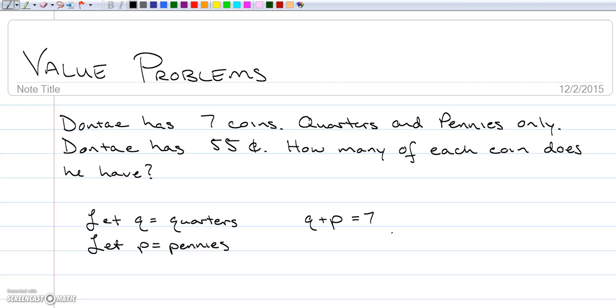So Q plus P equals 7, but then we talk about money. If I'm talking about 55 cents, how am I supposed to get cents when all I'm talking about is quarters and pennies? Any ideas? 55 equals, I love that idea. I'm going to put the 55 way over here, though. Q plus P.